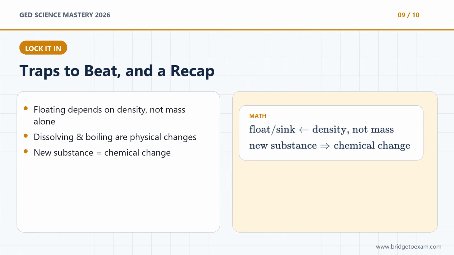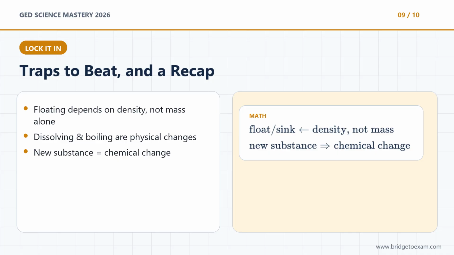Let's lock in the traps. 1. Thinking bigger mass always sinks. No. Floating depends on density, mass per volume, not mass alone. 2. Thinking dissolving is chemical. No. Dissolving salt is physical. The salt is still salt. 3. Thinking boiling changes the substance. No. Boiling water makes water vapor, which is still water. 4. Thinking all mixtures look uneven. A solution is a mixture that looks perfectly uniform.